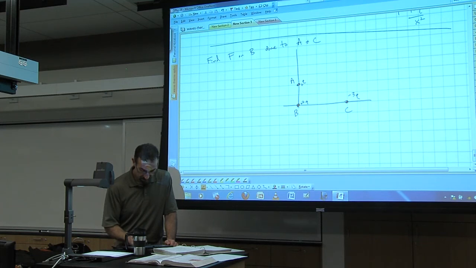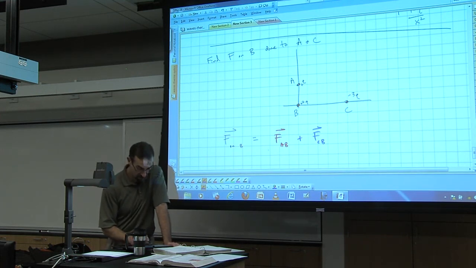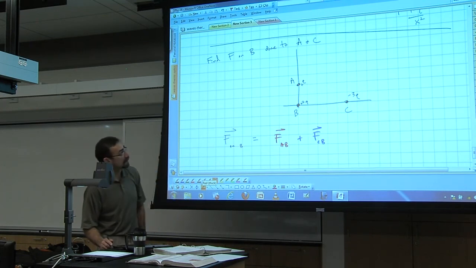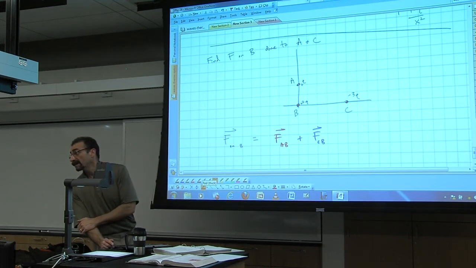So what would it be in this case? Now I'm just going to draw in the force between, so here, the force on B is going to equal the force between A and B plus the force between C and B. Okay, so what direction does the force between A and B point on B? Force on B due to A. Let me say it that way. The force on B due to A. What direction?